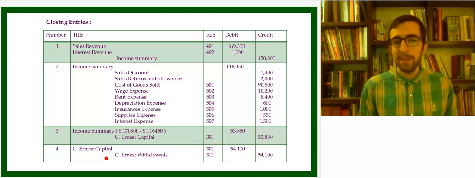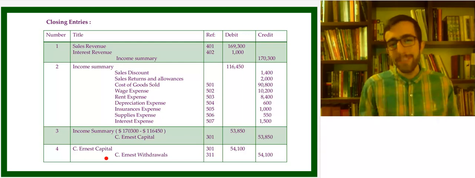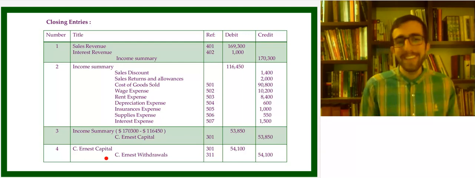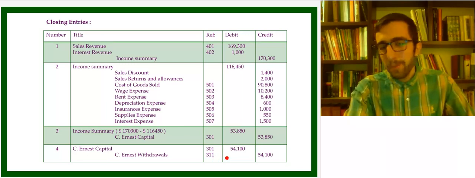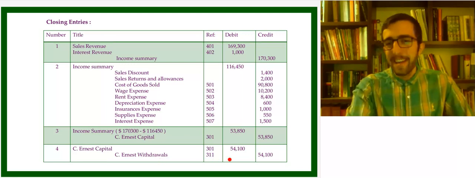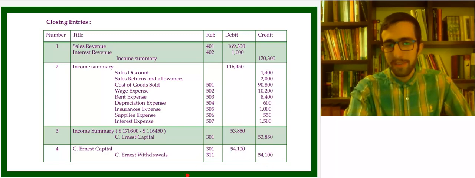Withdrawal has the normal balance of debit. So if you want to close it, we put it on the credit side, and the opposite side will be always capital. And the number of these withdrawals of this transaction is $54,100.